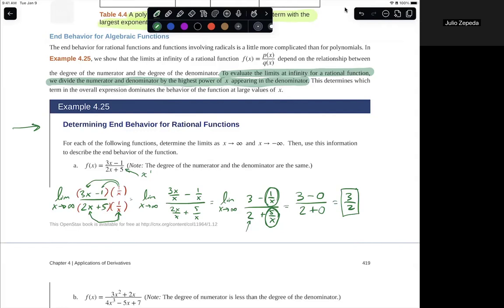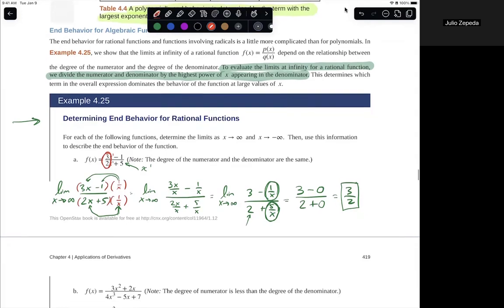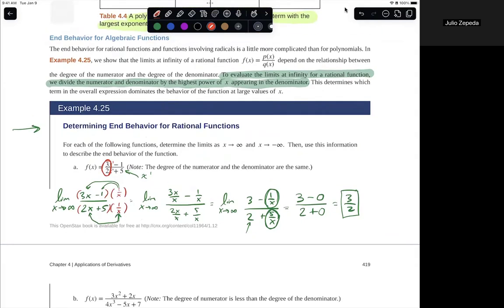You may have learned a rule in pre-calculus that said if the degree on the top and the degree on the bottom are the same, then the horizontal asymptote is just the ratio of the leading coefficients. And this method that we're using here is the way that you come up with that rule.